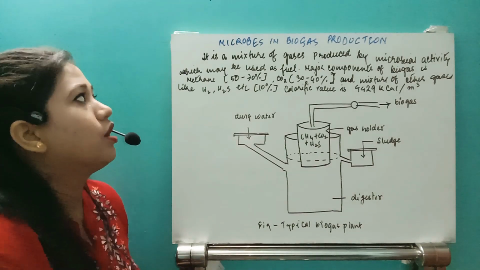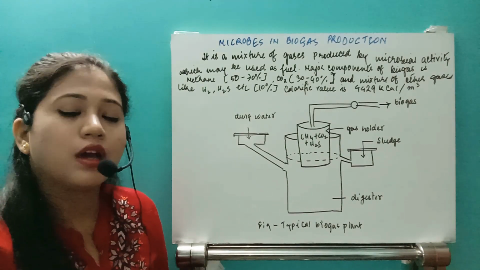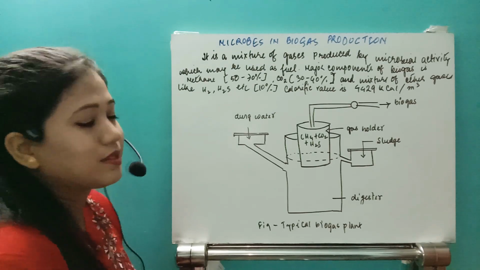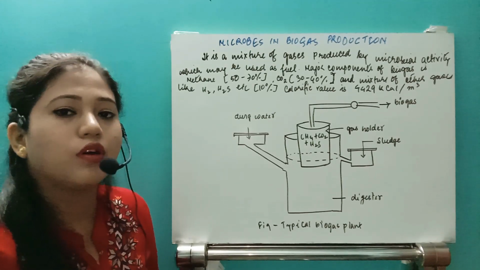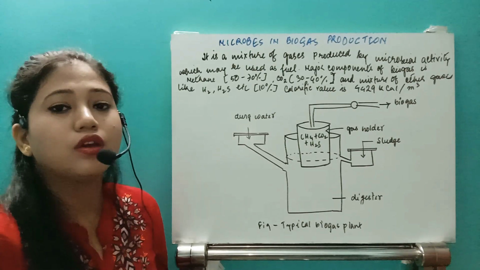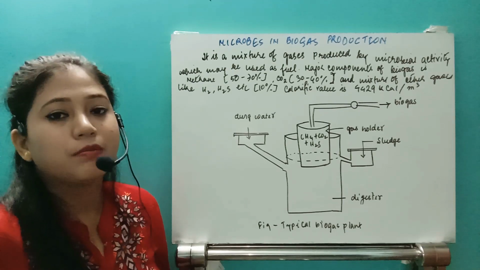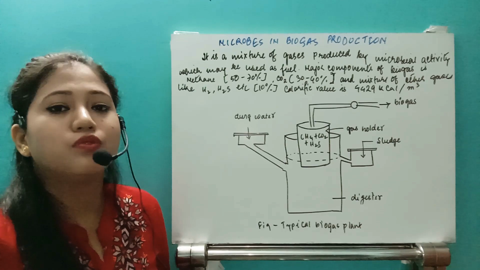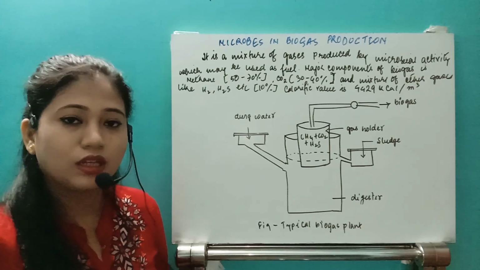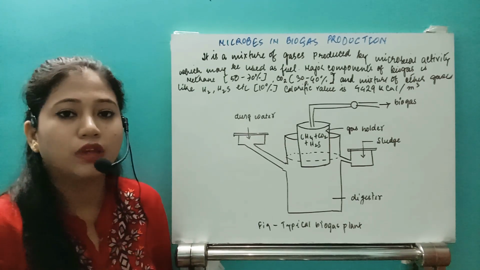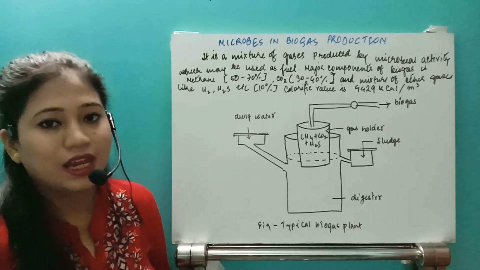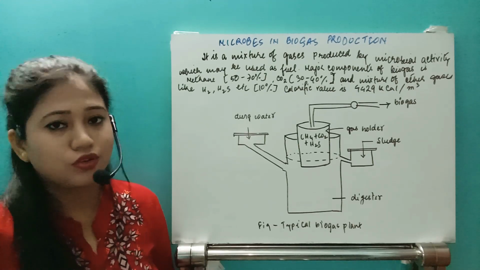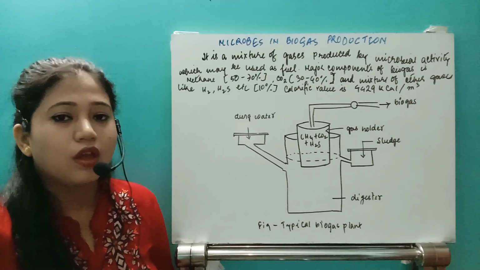Hello students, today we are going to study the biogas plant. First of all, we should know why we are going to discuss it, because biogas is an alternate source of energy. This can be used in the household for cooking. Nowadays we use LPG, but instead of LPG, biogas can also be used.